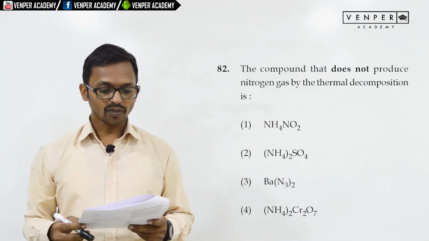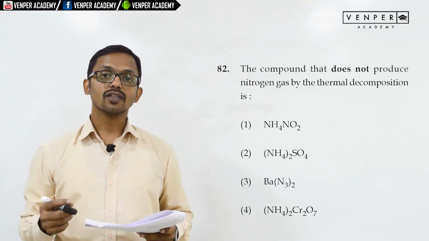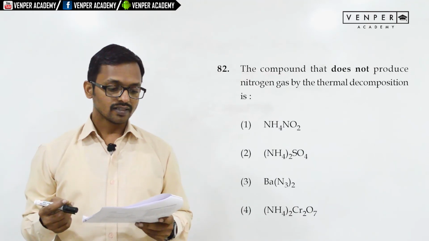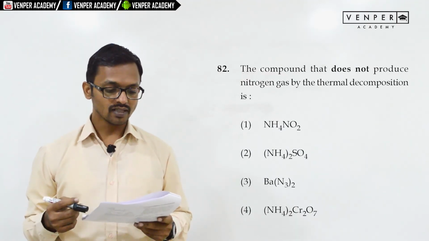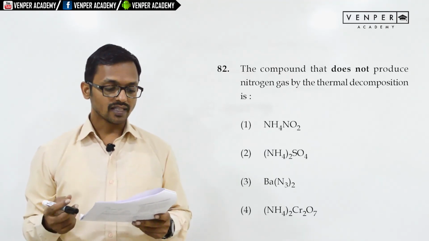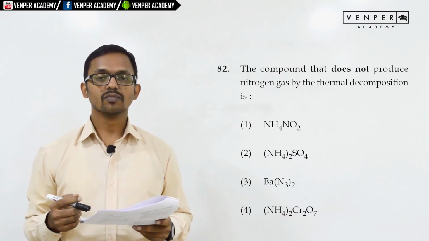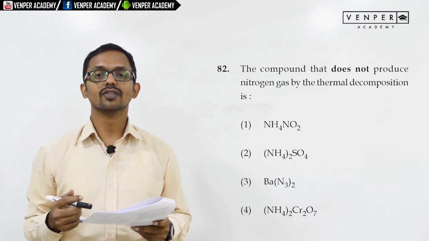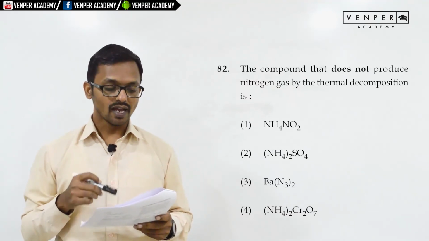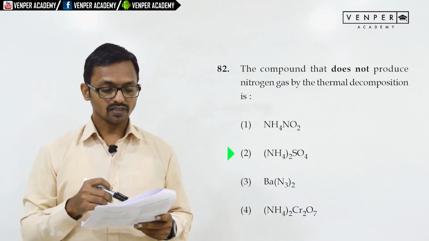Question number 82. The compound that does not produce nitrogen gas by thermal decomposition is. In the given 4 options, let's see the first one, that is ammonium nitrate, that gives nitrogen gas when we heat it, and ammonium sulfate, that means option 2, gives ammonia gas, and option 3, that is barium nitride, gives nitrogen gas, and the fourth one is ammonium dichromate, that also gives nitrogen gas. That means in the given 4 options except 2, all are giving nitrogen gas, and option 2, ammonium sulfate, is giving ammonia gas. So the correct option is the second one.